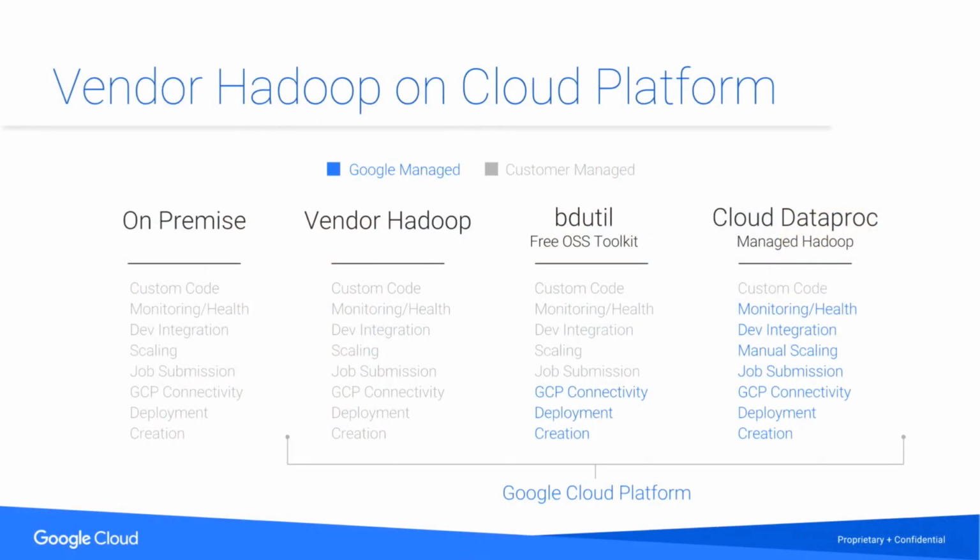So we offer a variety of steps wherein you can bring your data processing from your on-prem to Google Cloud Platform, or from an existing Hadoop to Google Cloud Platform. So as I mentioned about vendor Hadoop, you can just lift and shift and utilize the power of our virtual machines and our storage systems.